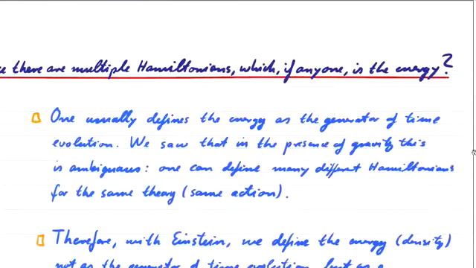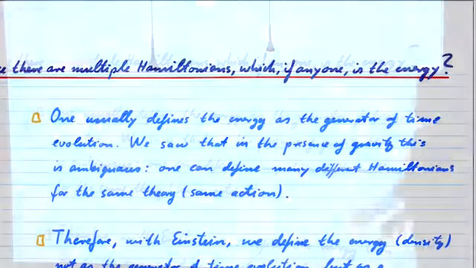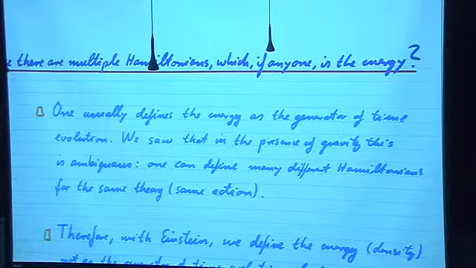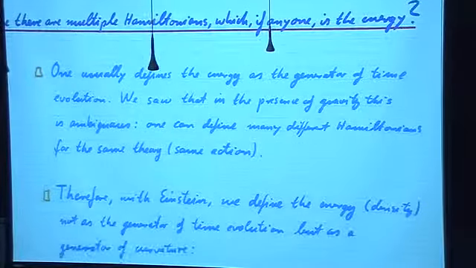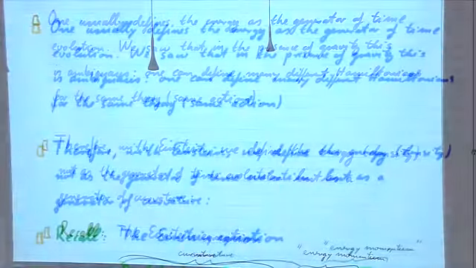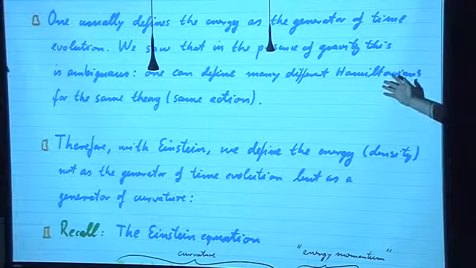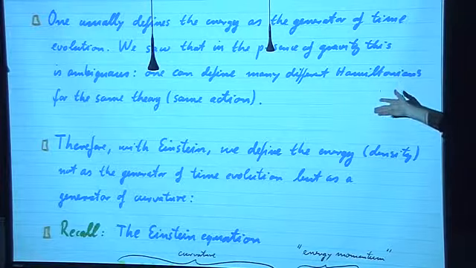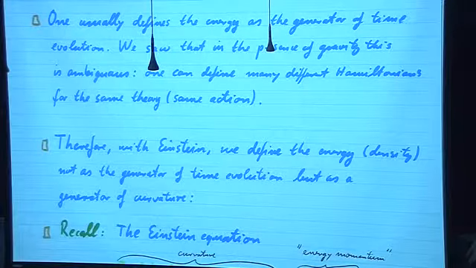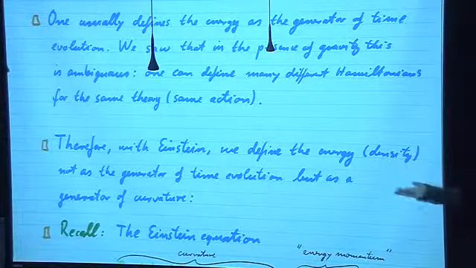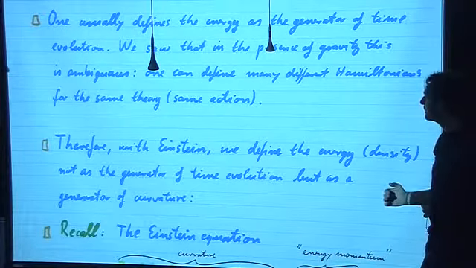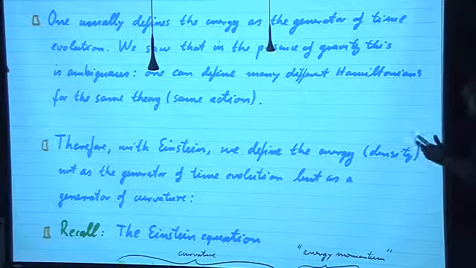But now let's ask, since there are multiple Hamiltonians, in particular two Hamiltonians, which, if any one, is the energy? And by that I mean, is gravitating. Now usually, in ordinary non-gravitational physics, one defines the energy as the generator of time evolution. As we just did too. Both qualify as generators of time evolution, but they're not equal. So the definition of energy as the generator of time evolution breaks down at this point. We need another definition of what the energy is.